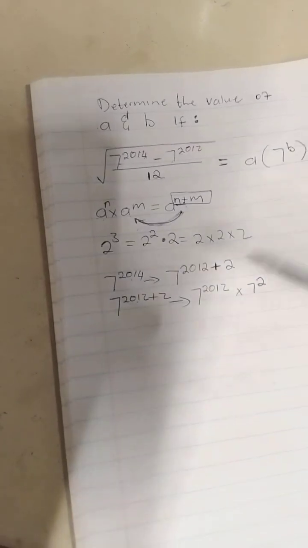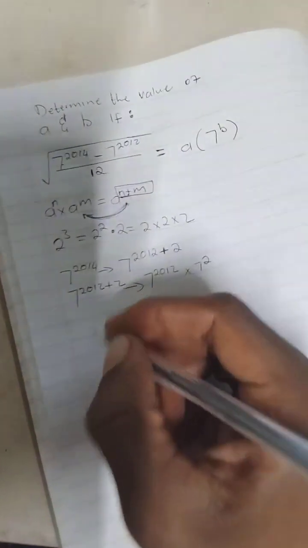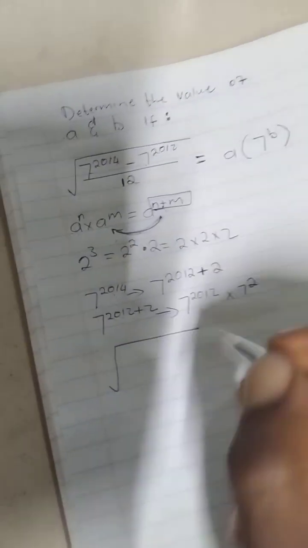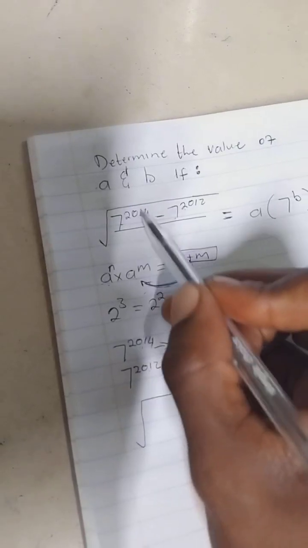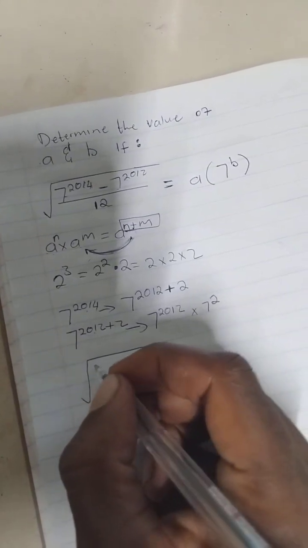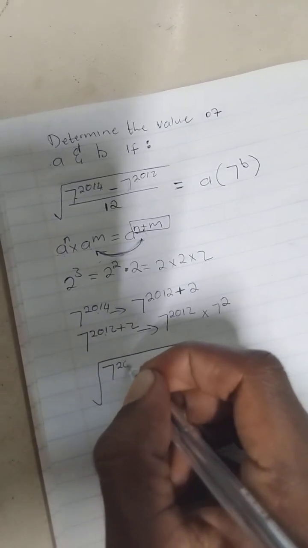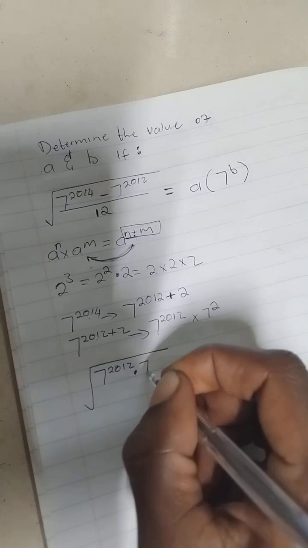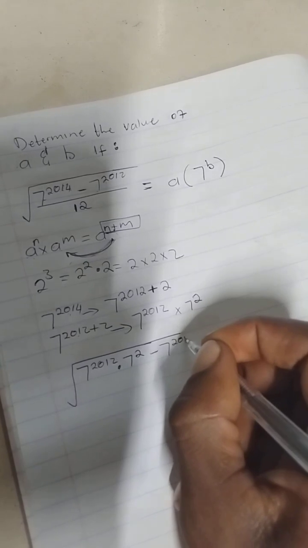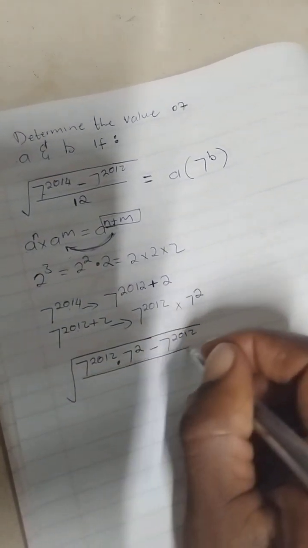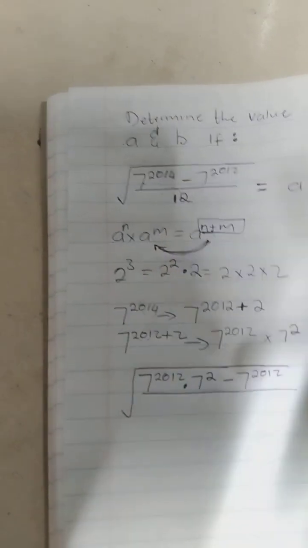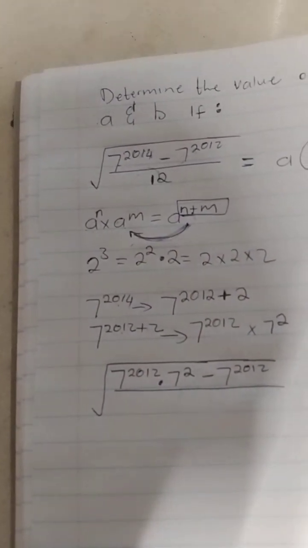Since this is equivalent to that, now I'm going to go back to my equation and rewrite it. I'm going to change this 7 to the exponent 2014 into 7 exponent 2012 multiplied by 7 to the exponent 2, minus 7 to the exponent 2012, divided by, and again, how can I change this 12 into its prime factors?